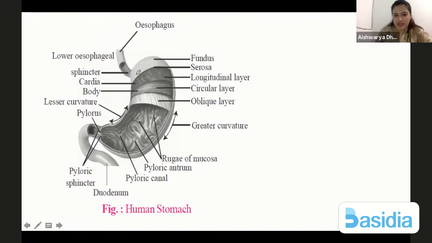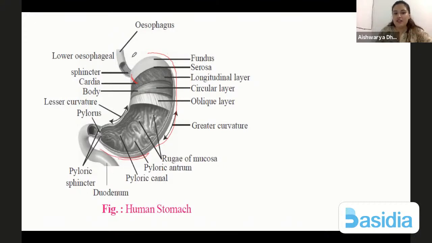This is the esophagus. Esophagus is opening in the cardiac portion. This entire portion, middle portion, is the fundus. This little portion is the cardiac. Okay. Then you have the pyloric portion, and this will open into the small intestine.